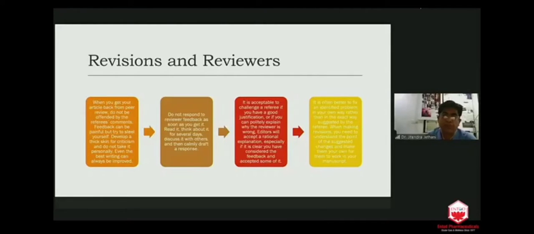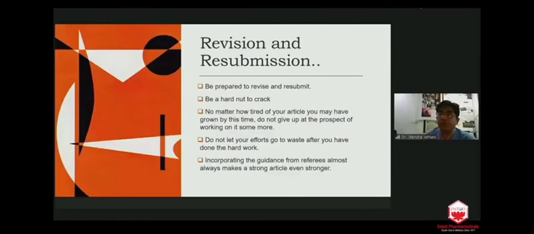So you have to be good with the reviewers. It is often better to fix an identified problem in your own way. When the reviewer says that you should do this, accept that you want to fix this particular sentence, but don't fix it exactly as they have said, because it is your article. You know it much better than the reviewer. So acceptance that you have to fix the lines, or the article, or the hypothesis, or the data should be there, but you have to fix it in your own way.